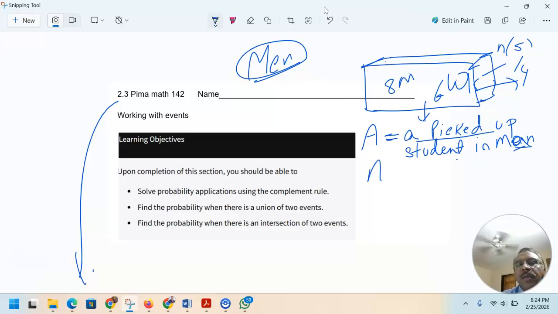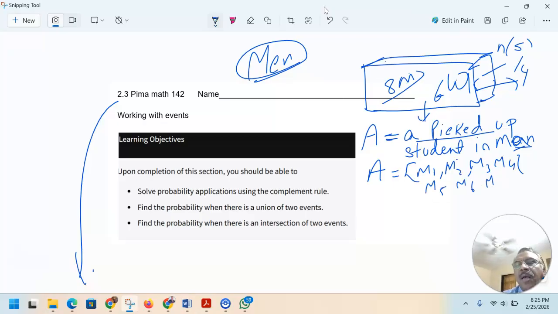So what are our options? How many men? You can see there are 8 of them: man one, man two, man three, man four, man five, man six, and these are all 7, 8 men. And I want to know the meaning of complements. Let's find out. A basically means all these men.